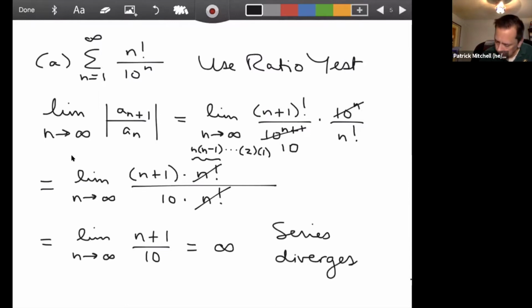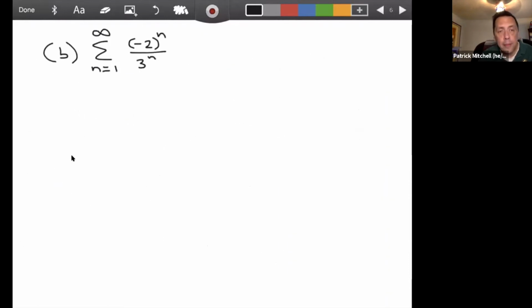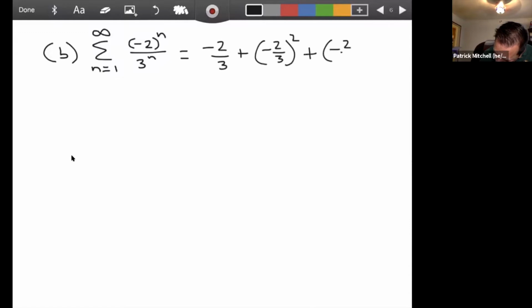All right, on to letter B. The sum n going from 1 to infinity of the nth power of negative 2 over 3 to the n. Well, you could use the ratio test for this. You could use the root test for this. But this is actually a geometric series, because when n equals 1, this is negative 2/3. When n is 2, this is negative 2/3 to the second. When n is 3, this is negative 2/3 to the third.